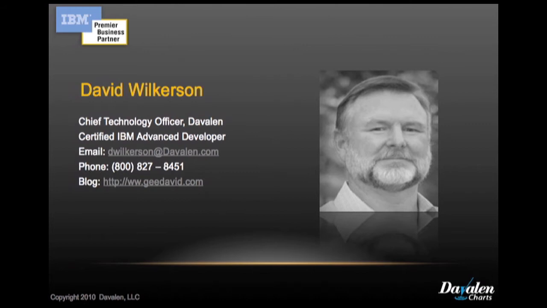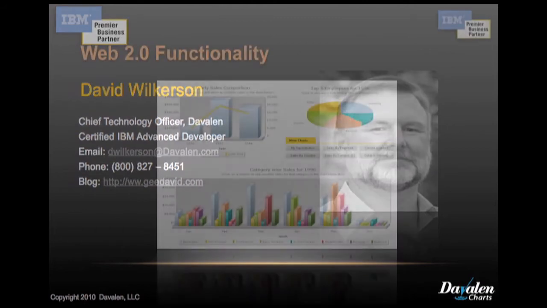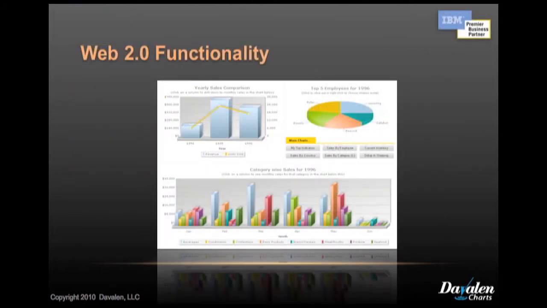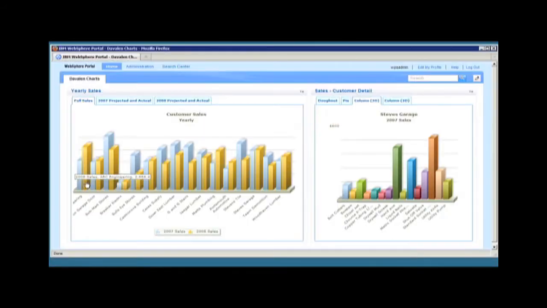So let's get started with Davalen Charts by taking a look at the Web 2.0 functionality. Imagine that your CEO is viewing his dashboard, but would like to see the data presented in a different way. Watch as David seamlessly moves between chart and table types without any page flicker and with smooth animation as each chart builds. In this demonstration, we see 2 charts.